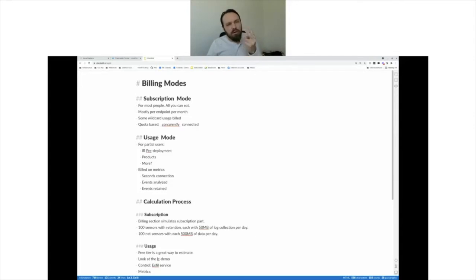The two other metrics are the number of events analyzed. That's what we get in, and you can run them through the D&R rules and all of that. And the number of events retained. So if you have Insight retention, again, you're not paying per endpoint, you're going to pay per event specifically.